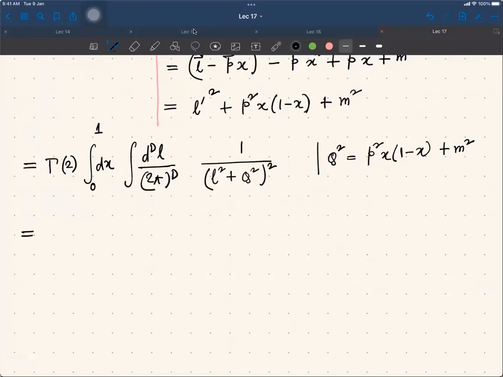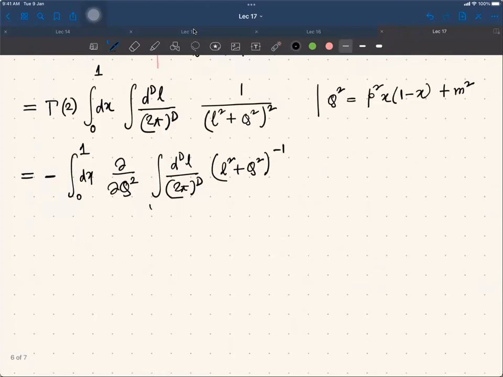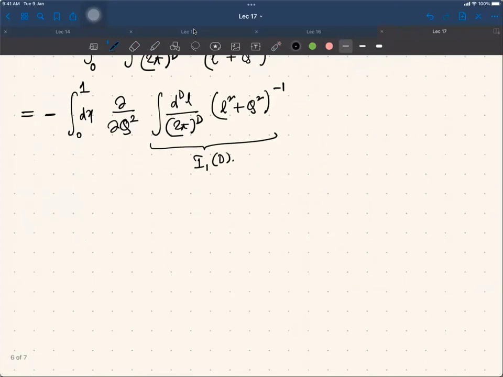Now this L square plus Q square to the power minus 2 can be written as minus integral dx 0 to 1 del del Q square of ddl by 2 pi to the power d, L square plus Q square inverse. And this integral we just calculated earlier. This is nothing but I1d.